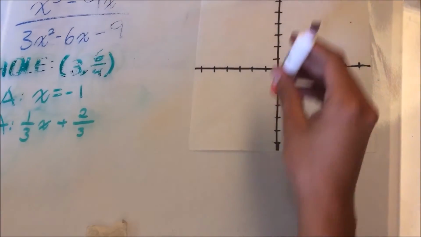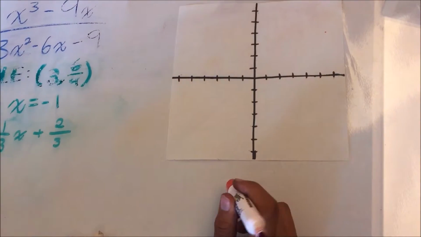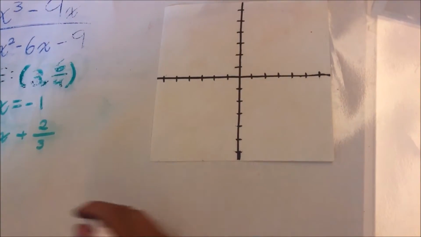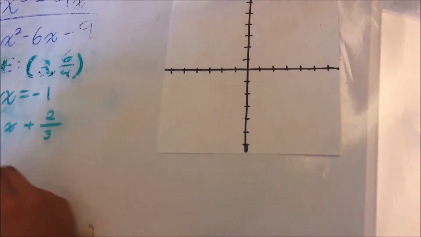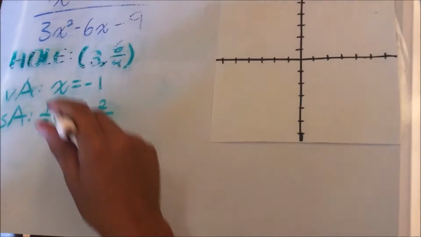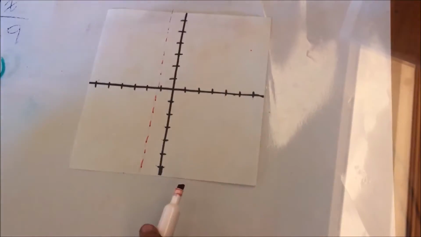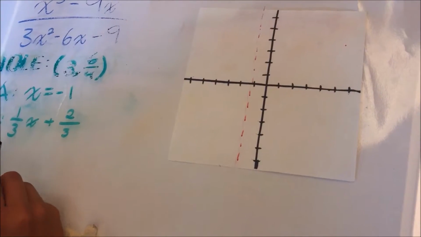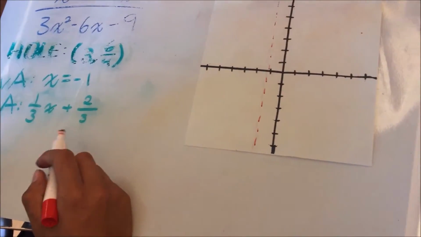So now we have our Cartesian plane. It's time to begin graphing the equation. First step, we need to graph the asymptotes. So let's begin with the vertical asymptote. We have a vertical asymptote at x equals minus 1. Now the slant asymptote. We have 1/3 x plus 2 over 3.